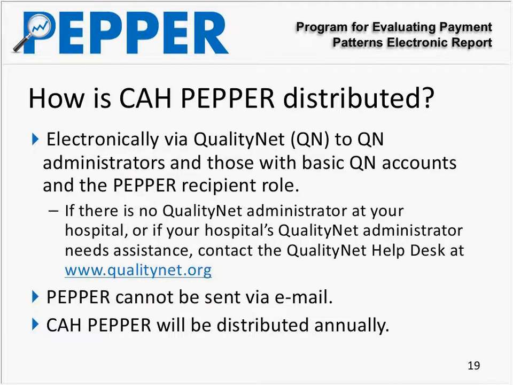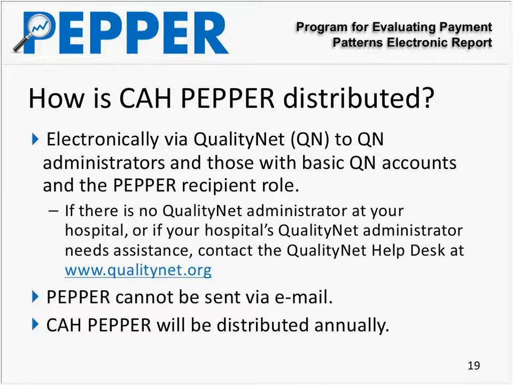If you would like to get a QualityNet account, you would simply coordinate with your hospital's QualityNet administrator to have them set up an account for you, a basic user account with the PEPPER recipient role. We do upload the PEPPERs electronically, and once they're uploaded, they are available in QualityNet for 60 days, after which all of the files are purged from the system.